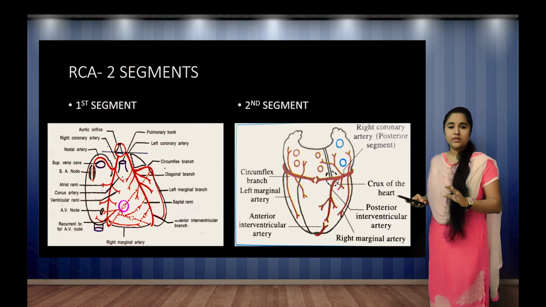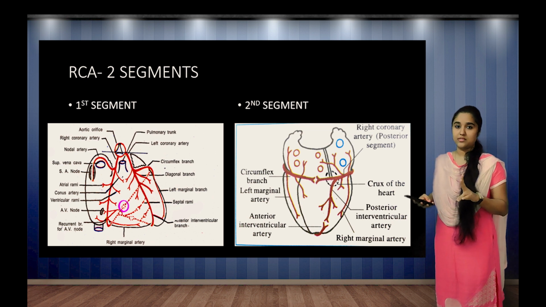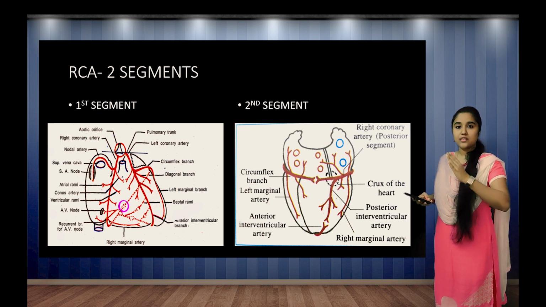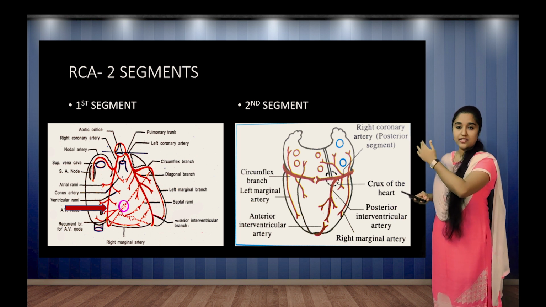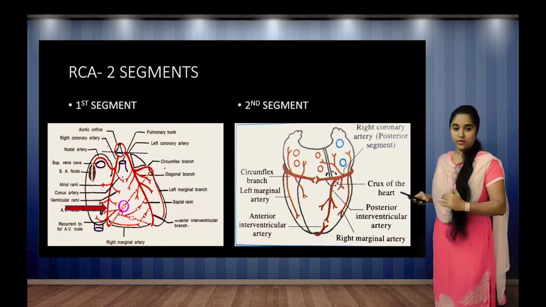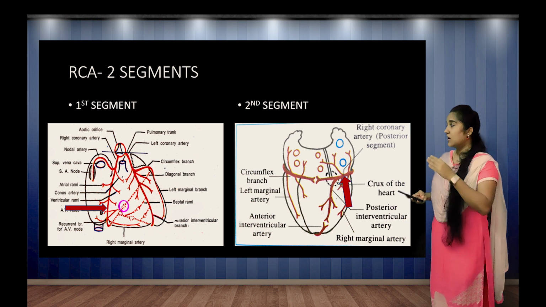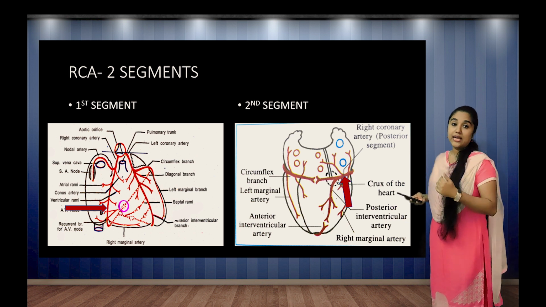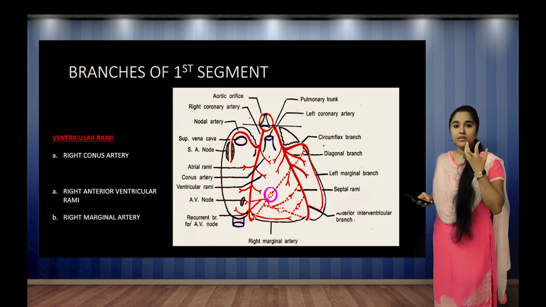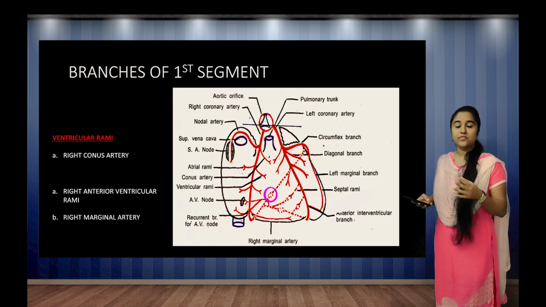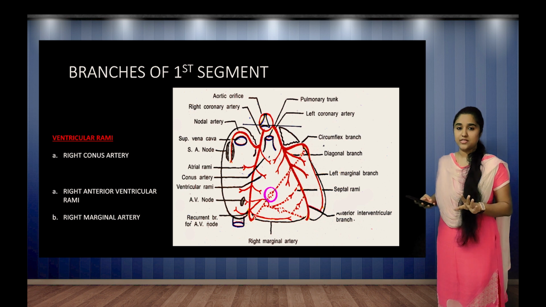Now, the right coronary artery has two segments. The first segment is from its origin in the anterior aortic sinus to the inferior border. The second segment is from the inferior border to the crux of the heart. And now we can see the different branches arising from the two segments. First we look at the first segment.